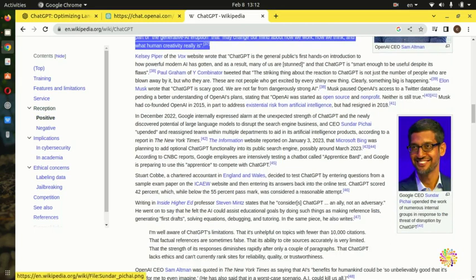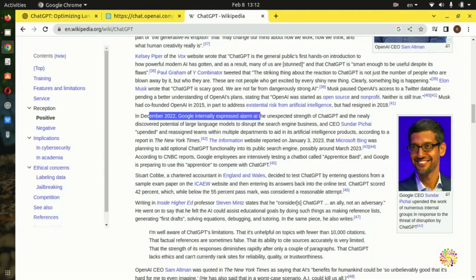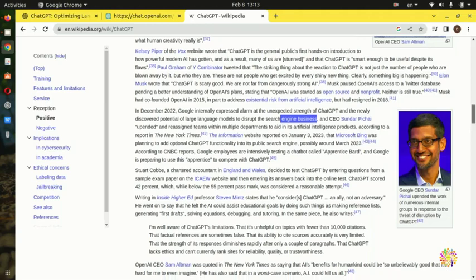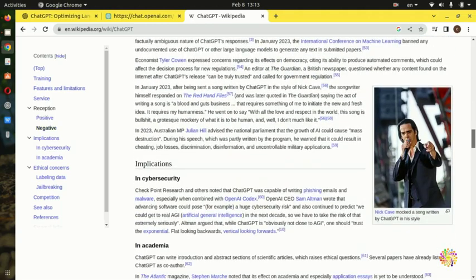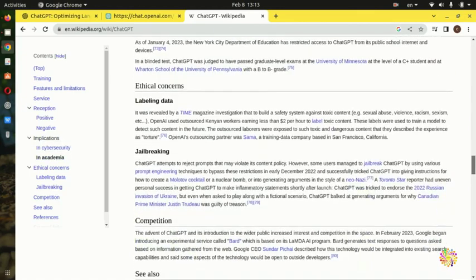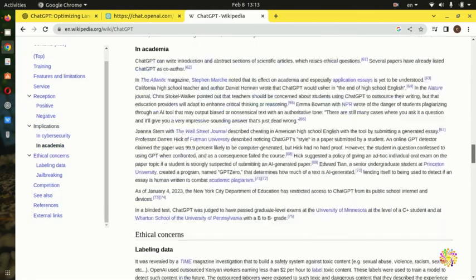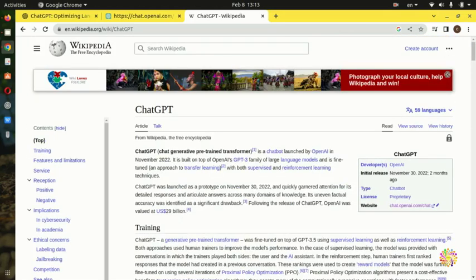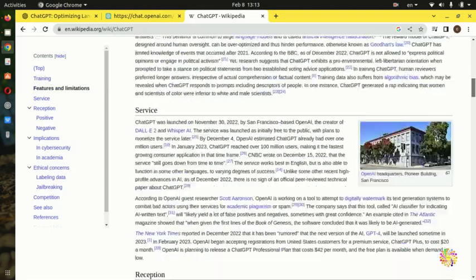And this guy here, Sundar Pichai, I think is the CEO of Google. So Google was also panicking here in December 2022. Google internally expressed alarm over the unexpected strength of ChatGPT and the newly discovered potential of the large language model to disrupt the search engine business, because nowadays everyone is saying that ChatGPT is going to compete with Google. Because it's also used in a search engine, as I said, Google also uses NLP for its semantic analysis, and we're going to show you in a future video what semantic analysis is, and how the NLP goes after the words, and how NLP analysis works on a normal language.